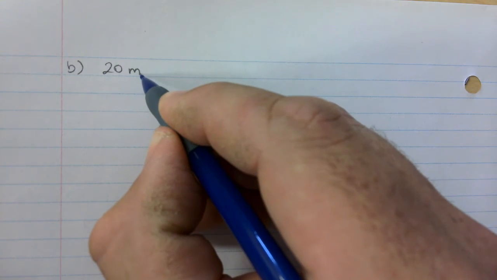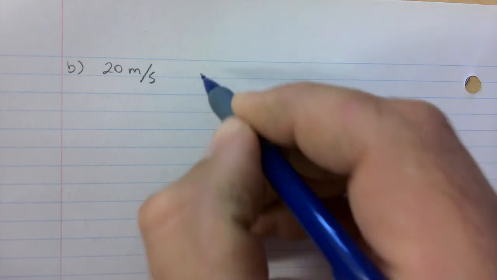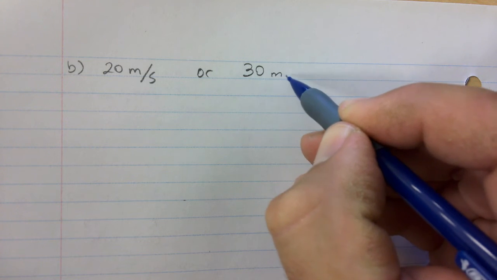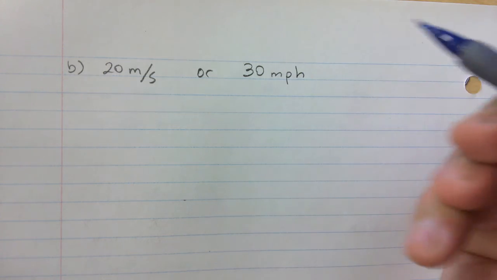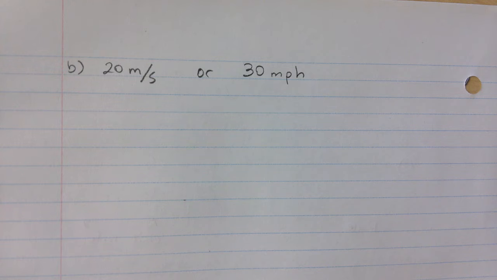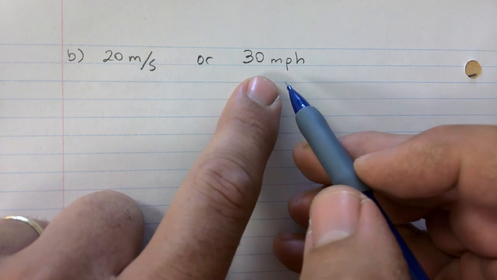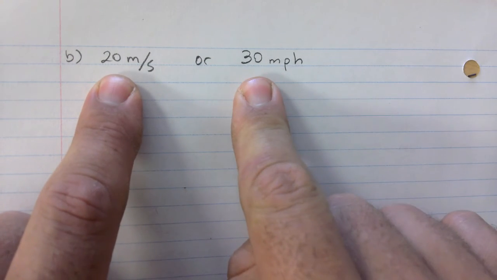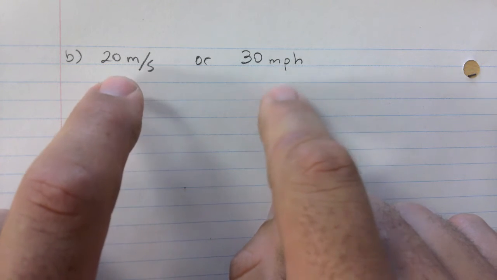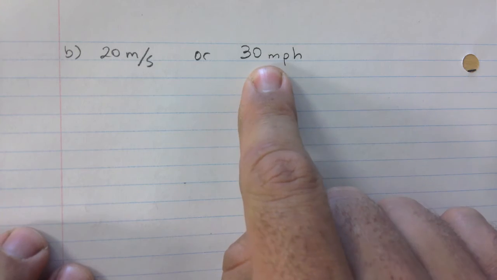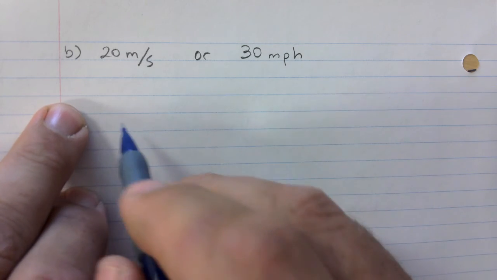Let's see here. I have 20 meters per second or 30 miles per hour. I would like you to try this on your own right now. I'm going to pause my recording. Let's give this a try. I think I'm going to give this a try both ways, right? So I'm going to convert one and the other. So whichever way you chose to go will be marked correctly.